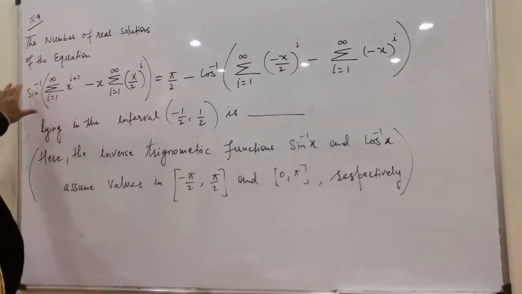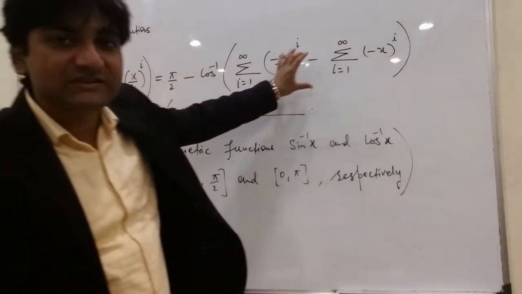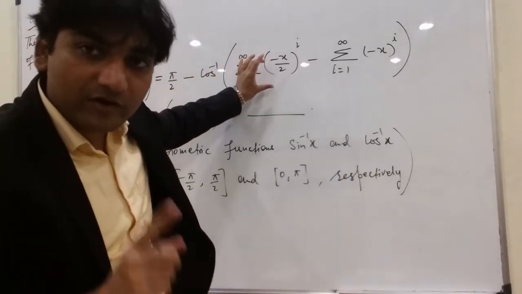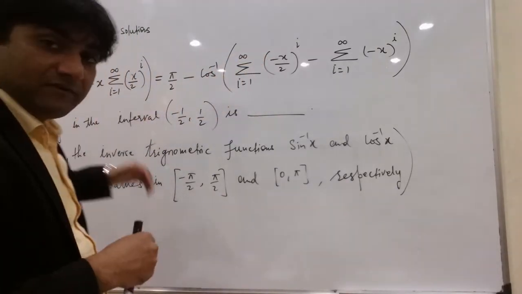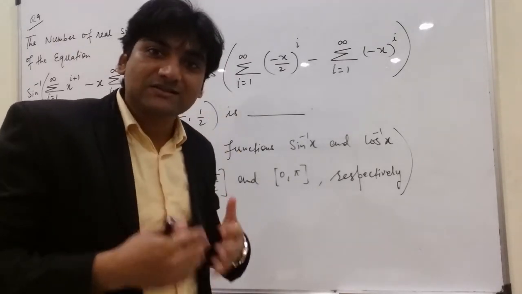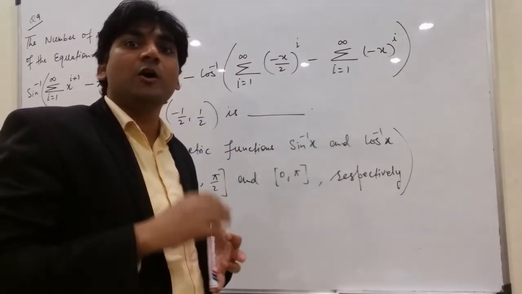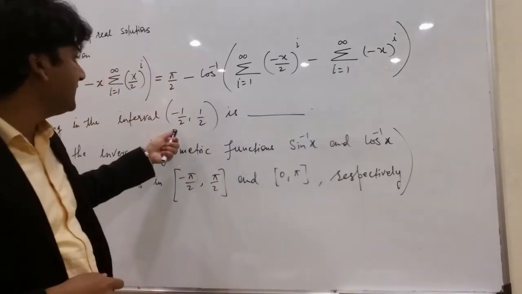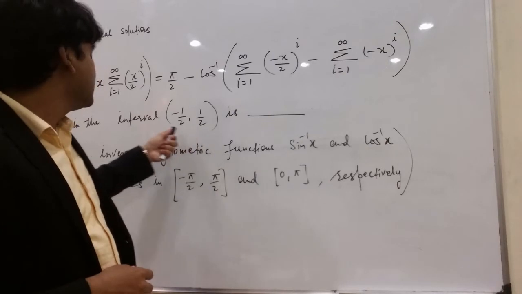Line in the interval. This big equation is given to us. Now we have to solve this equation for x and then we will find the value of x. Actually, this time they are not asking for the exact value. They are asking how many solutions there will be between minus half and half.